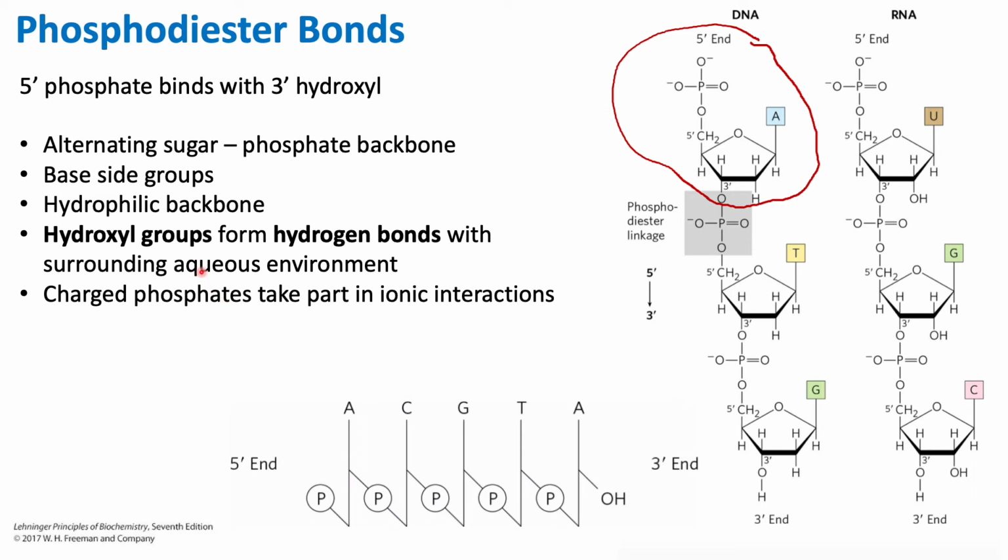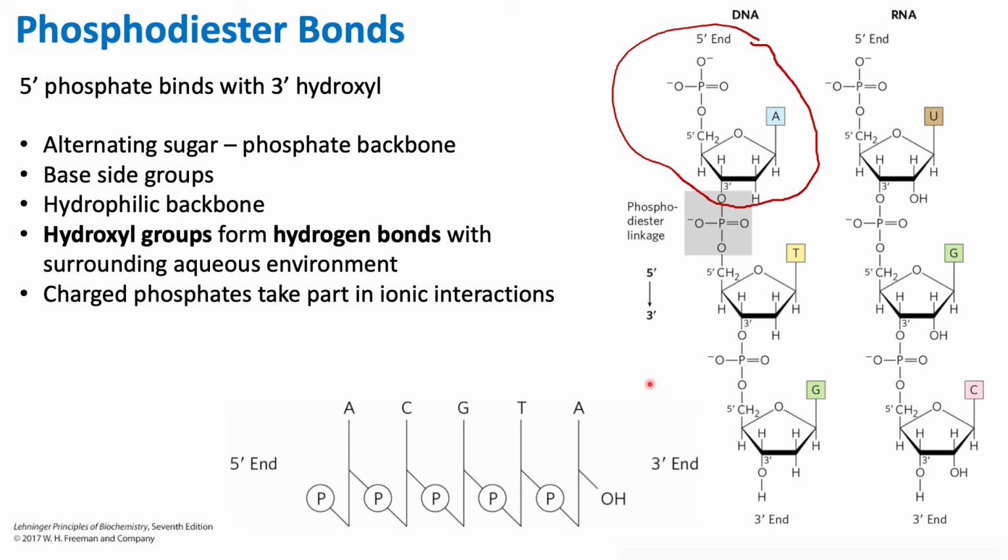And now the hydroxyl groups in our sugars are able to form hydrogen bonds with the surrounding aqueous environment. So these two factors contribute to the hydrophilic nature of the backbone. The ionic interactions of the phosphate and the hydrogen bonding of the hydroxyls, these two factors contribute to the hydrophilic character, okay? And that is essentially phosphodiester bonds.